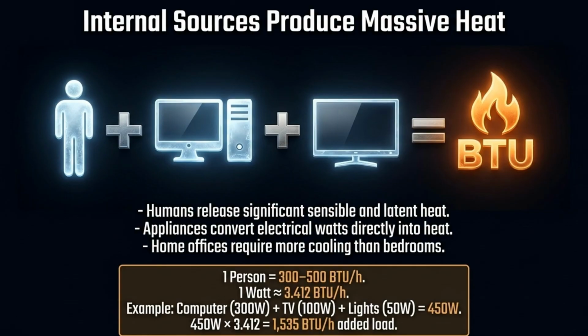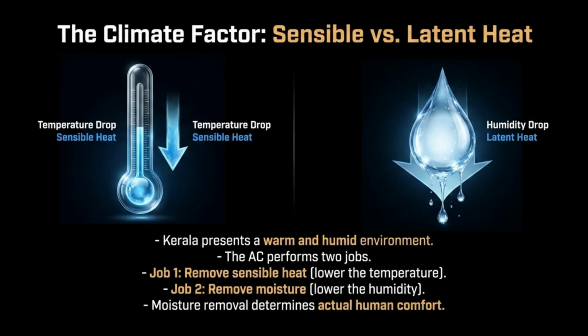For example, occupants release both sensible and latent heat, while electronics convert power directly into thermal energy, which must be accounted for in your calculations. Climate plays a critical role. In humid environments, an AC must perform two jobs: lowering the temperature by removing sensible heat, and reducing humidity by removing moisture. Moisture removal is vital for human comfort.